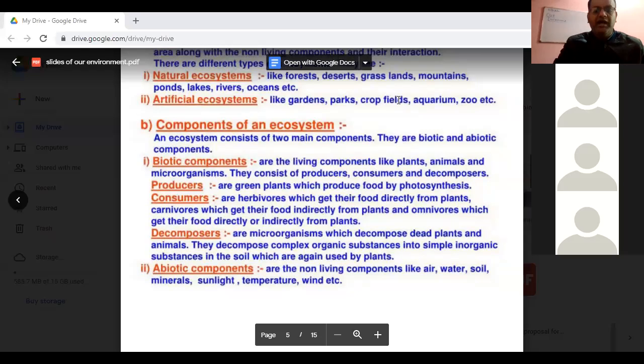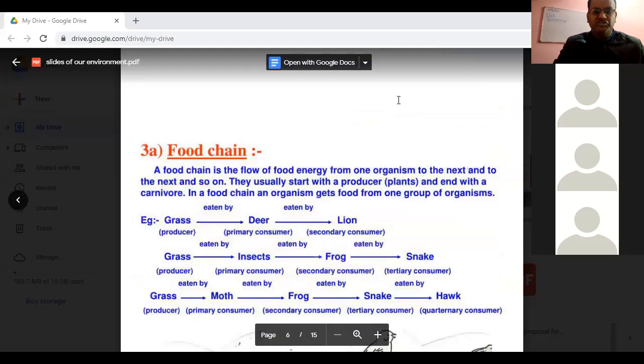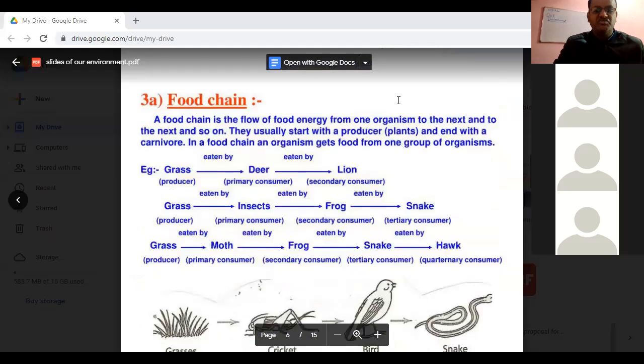Now, after this, we come to another very important section of the chapter, that is food chain. As you said, the plants are eaten up by the primary consumer, like suppose a cow. The cow is eaten up by the secondary consumer, like the lion. So this is a sequence where one organism eats another. In nature, such a sequence where one organism eats another is called a food chain.